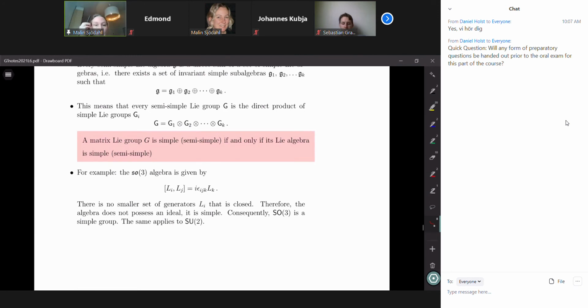So as an example, consider the SO(3) algebra. We had it given in terms of commutators like this. Here, there is no smaller set of generators L_i that is closed. So we can find one simultaneously commuting generator, but it only commutes with itself. It doesn't commute with the others. So there's no invariant algebra, and the algebra cannot be further split. So the algebra is simple, and so the group is simple.